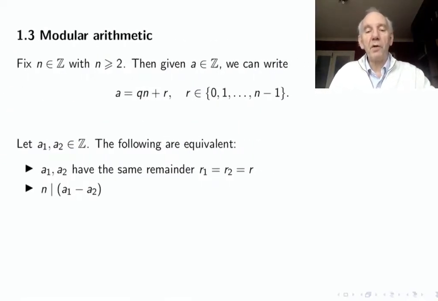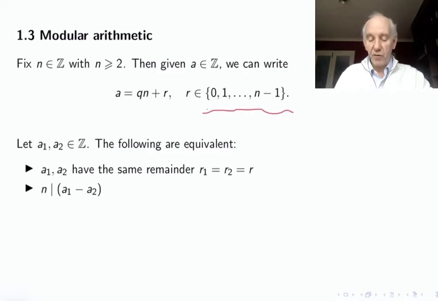Now I want to remind you about the equivalence relation in which two integers have the same remainder modulo n. So that's going to be the definition of my relation. a1 is going to be said to be congruent to a2 modulo n if they have the same remainder, assumed to be in this set here, when we divide by n. And it's easy to see that statement is equivalent to saying that n divides the difference of these two integers.